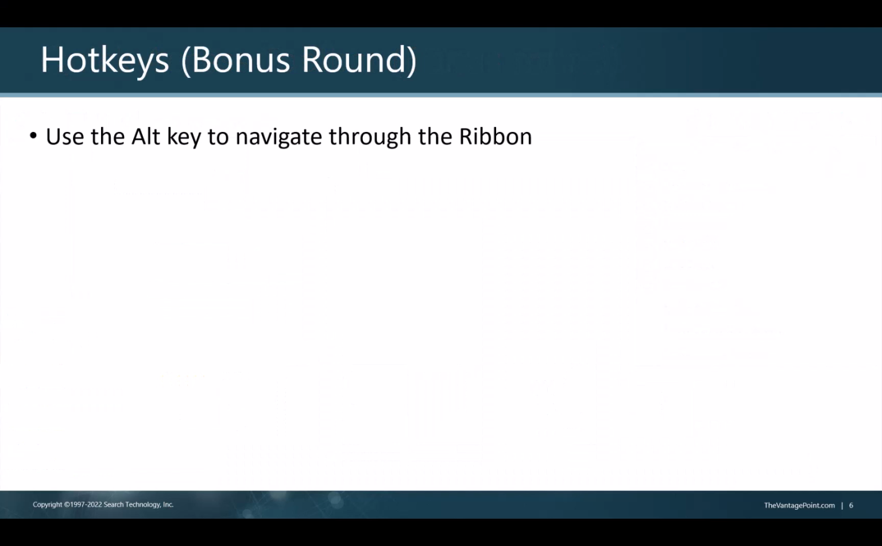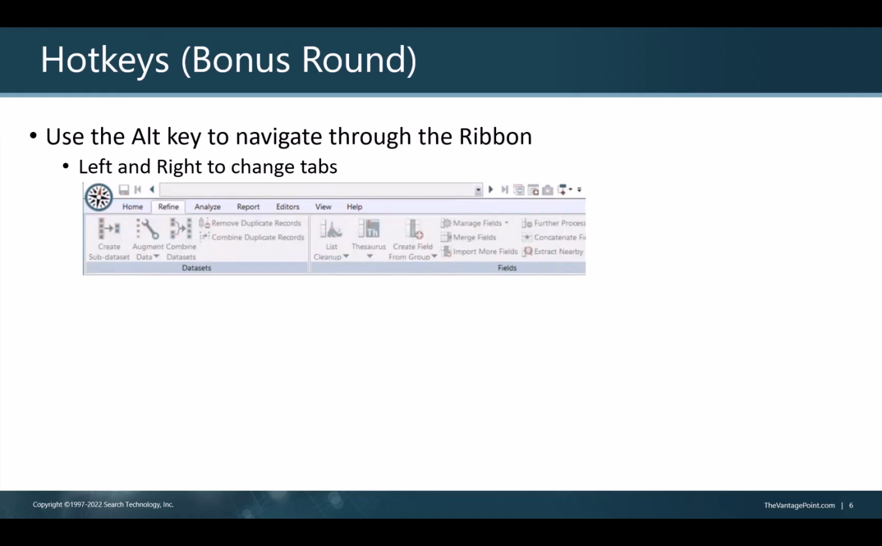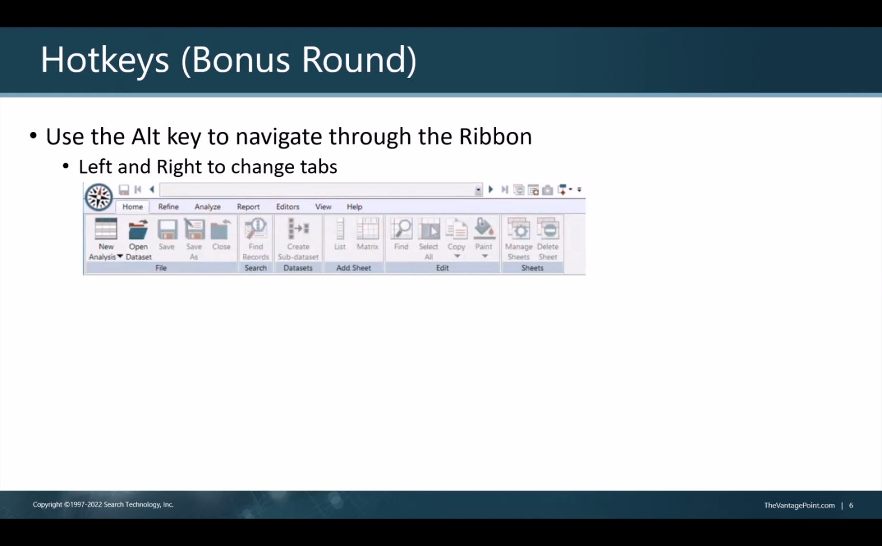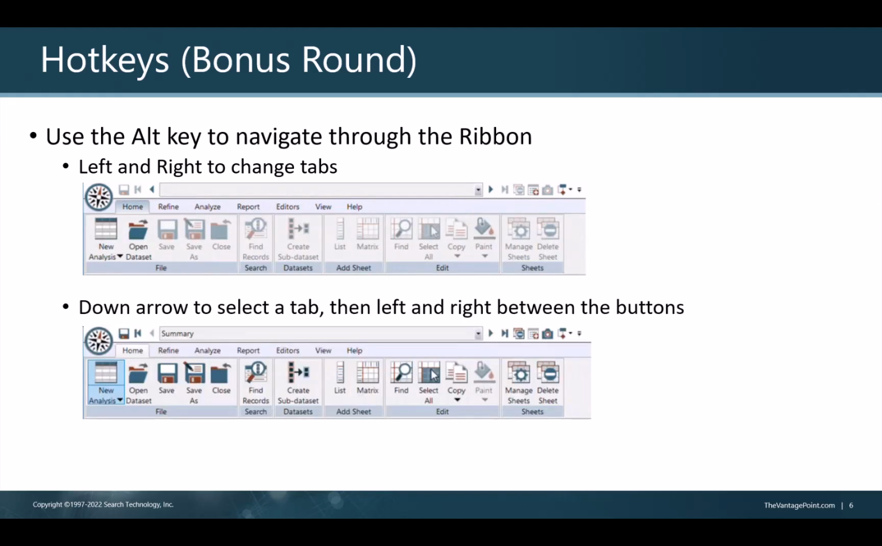There's also, as we transition into talking about hotkeys, while we're on the subject of the ribbon, if you push the Alt key on your keyboard, it will activate those ribbon buttons, and you can use the left and right arrows to change tabs. Once you've found a tab you want, if you want to stay on the keyboard, you can push the down arrow to select that ribbon and then use left and right arrows to select from the different buttons and functions on that ribbon.